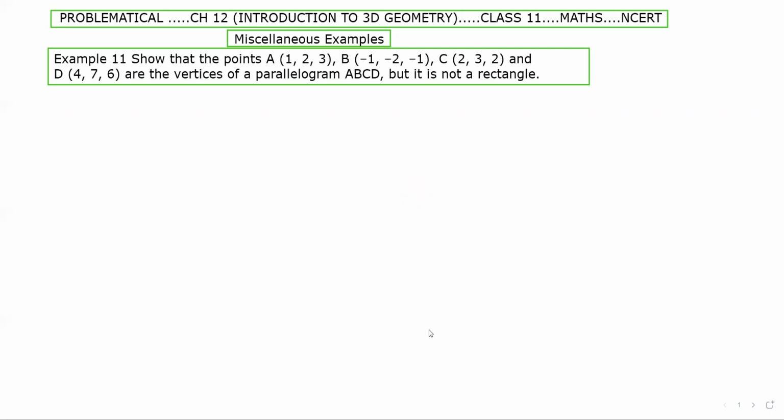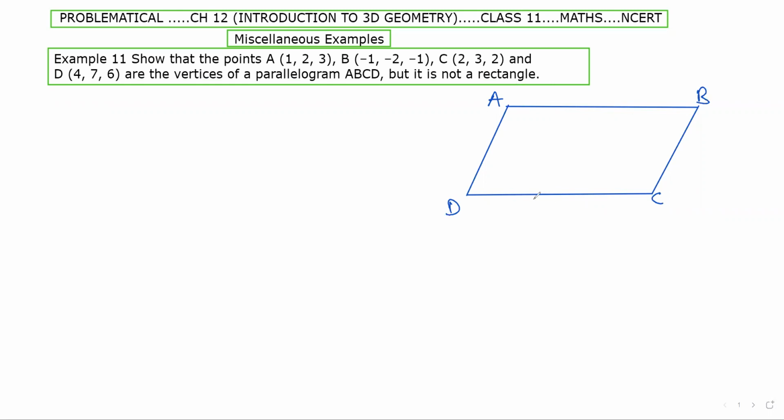So for a figure to be a parallelogram, provided the coordinates of the vertices are mentioned, we will have to prove that the opposite sides are equal. You have points A, B, C, and D. Always write these points in order of their mention. They will be considered either clockwise or anti-clockwise, but they'll always be considered as cyclic.